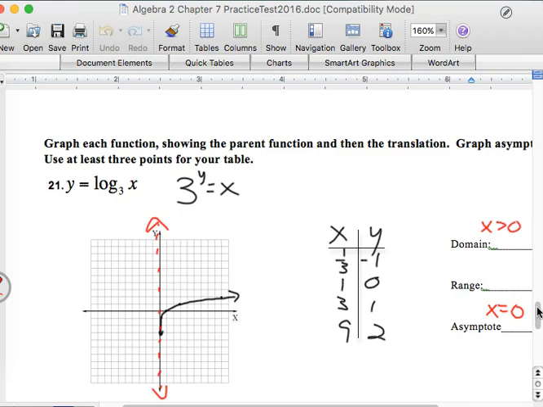Did that mess with you for a second? Looking at your y's, going, we use negatives. Those were our y's. Remember, it's just that inverse relationship. Range: all real. All reals.